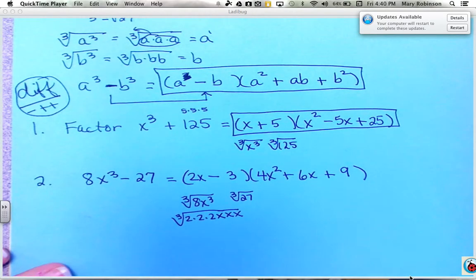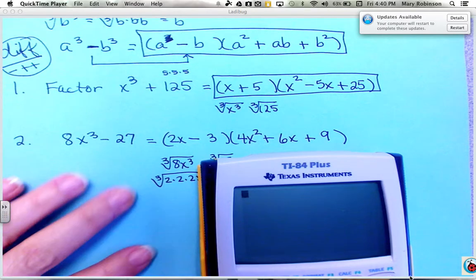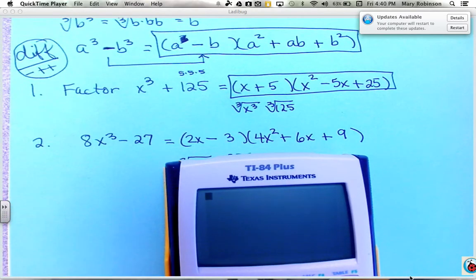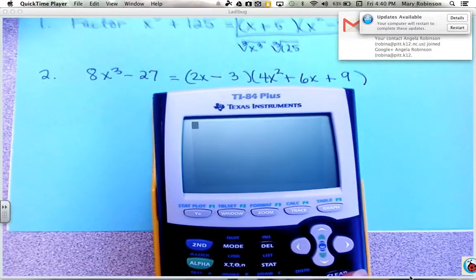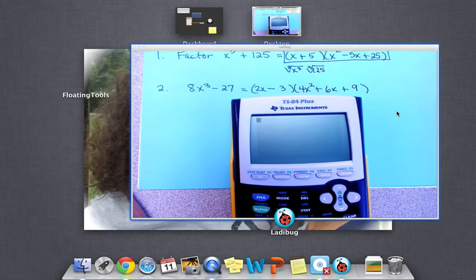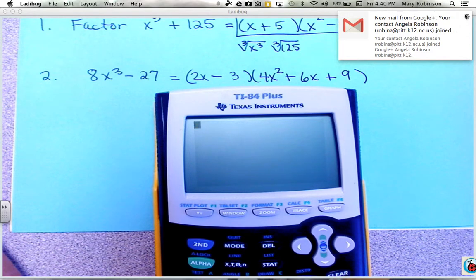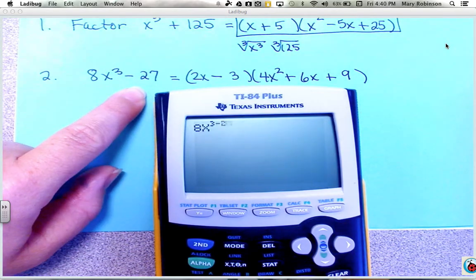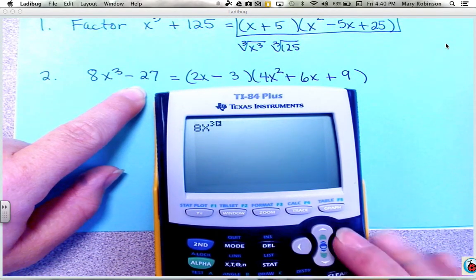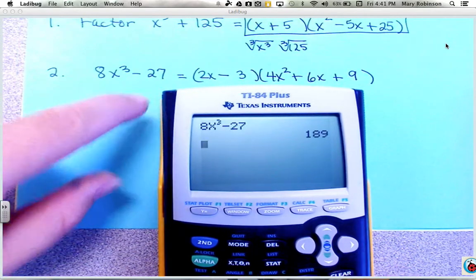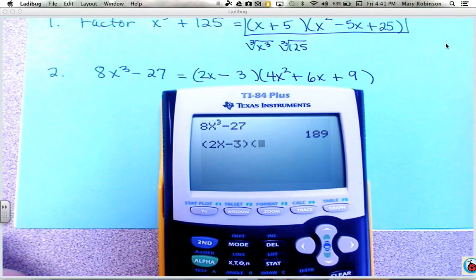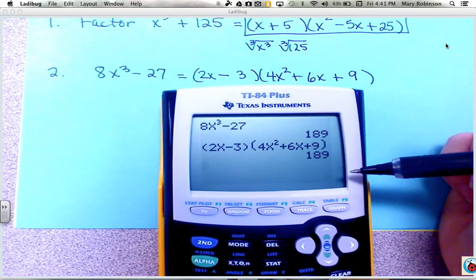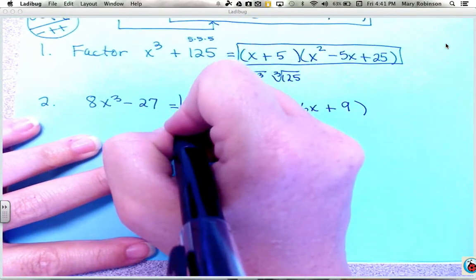Okay? Again, we should check that in our calculator to make sure it's equal. They're equivalent. So I'm going to type in 8x to the third minus 27. And then type in our factors. And again, we get the same value, so I feel pretty comfortable saying that that would be correct.